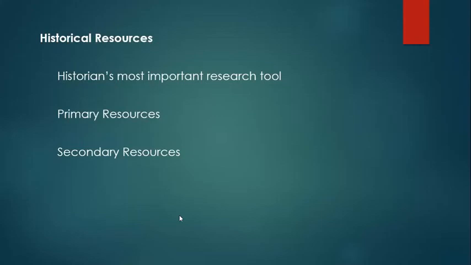And so the historian's most important research tools are historical sources. And generally, historical sources can be classified, as we've said, between primary and secondary sources. And the classification of sources between these two categories depends on the historical subject being studied.